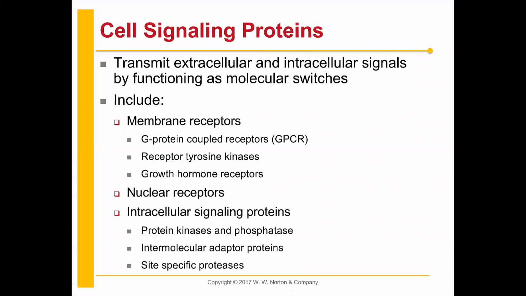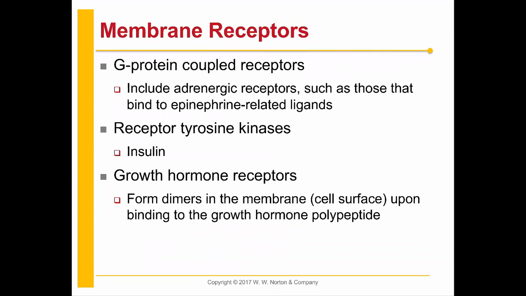So I'm going to talk a little bit in the beginning here about our membrane-bound receptors. Okay. So our membrane-bound receptors include 3 main types. We have G protein coupled receptors. So these are adrenergic receptors, those that bind to things like epinephrine, those kinds of ligands. We have receptor tyrosine kinases, ones that are responsive to things like insulin, right? So they're going to phosphorylate on tyrosine residues. Then you have growth hormone receptors.